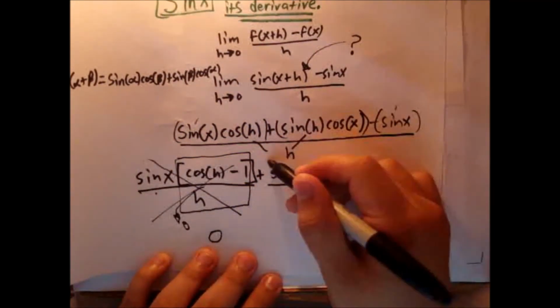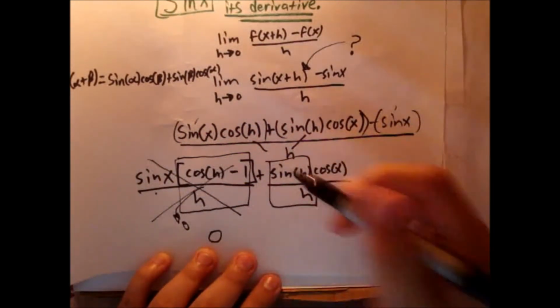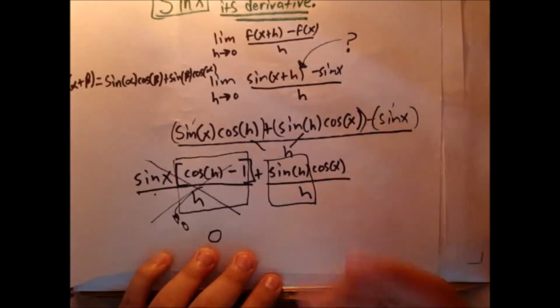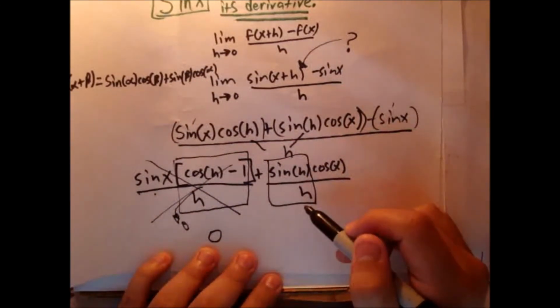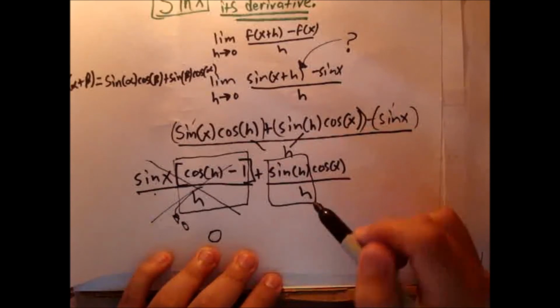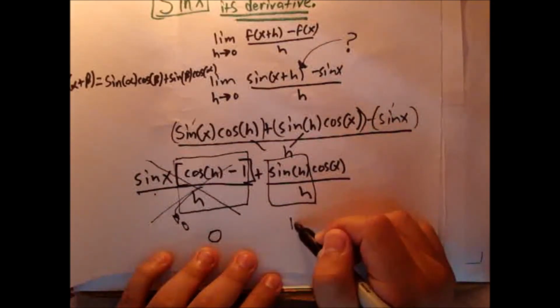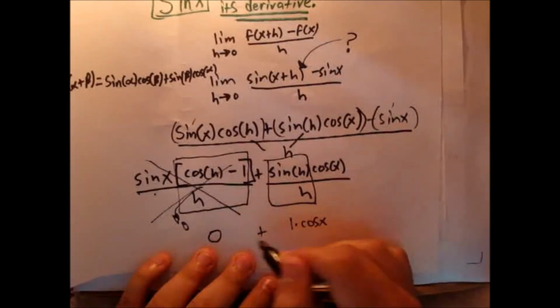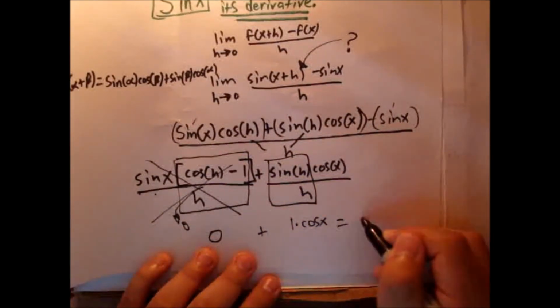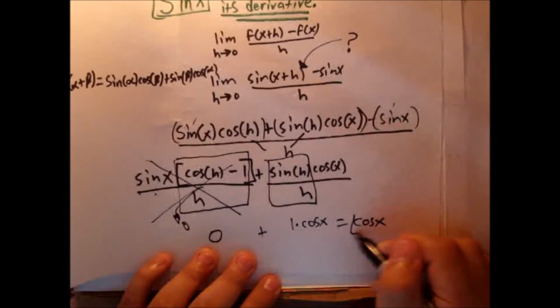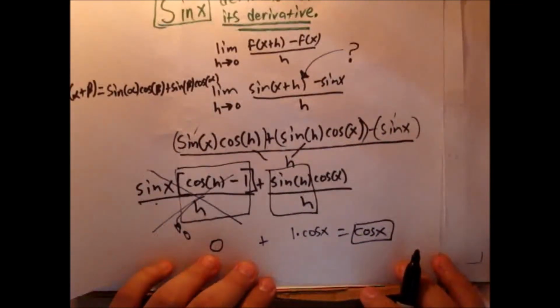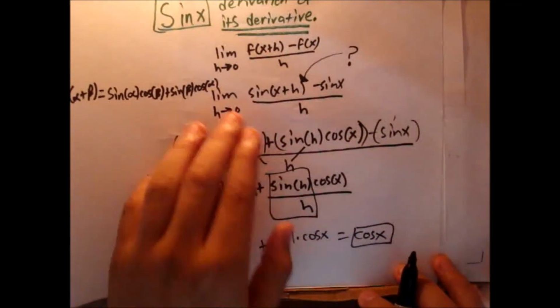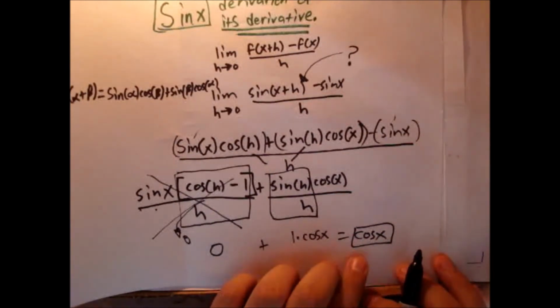Let's go to the second part. Cosine x divided by h, two different variables, we're clueless. But sine of h divided by h, as h goes to 0, this actually approaches 1. So as you can see, we have 0 plus 1 times cosine x, which simplifies to cosine of x. In other words, the derivative of sine of x, which was our original question, solves to cosine of x.